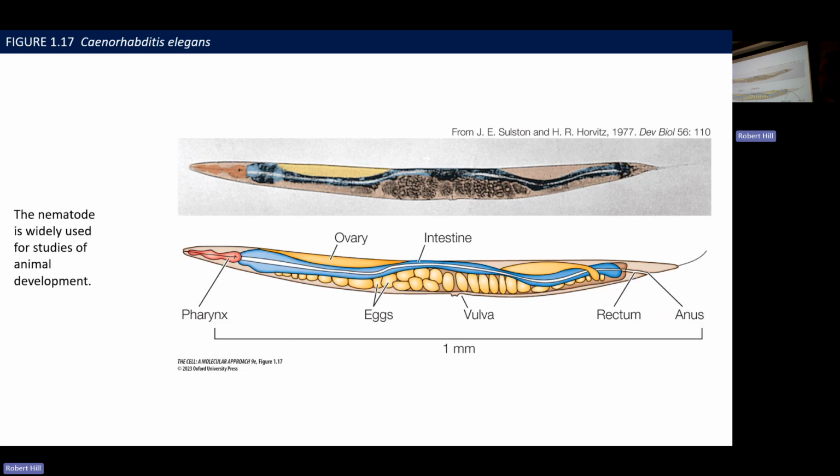The worm has a real simple anatomy. It has this really thick cuticle that can make it difficult to work with sometimes, and it develops in different stages. It has a life cycle that starts out at larval stages, and then it goes into a full-grown adult.